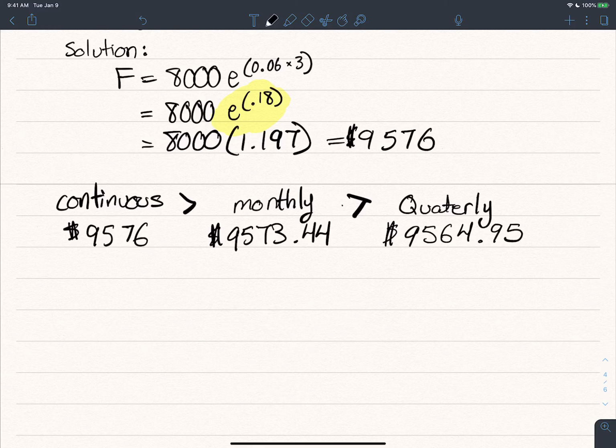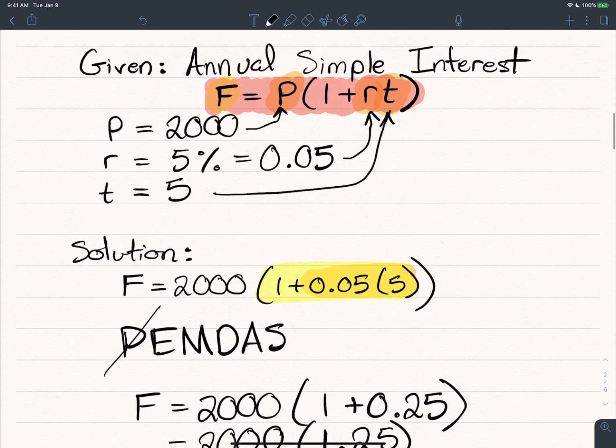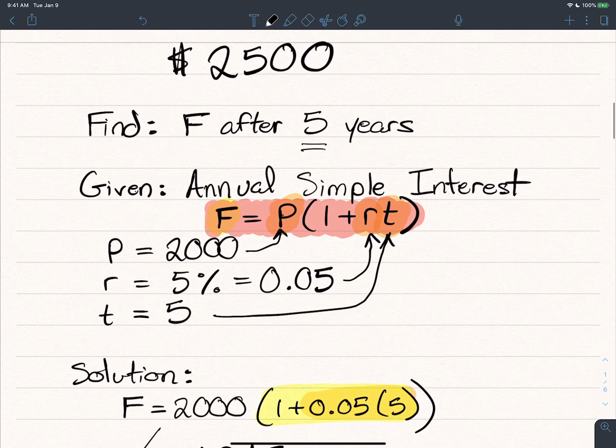Wait, is it 1 plus RN? No, P times 1 plus RT. Okay. P times 1 plus RT.